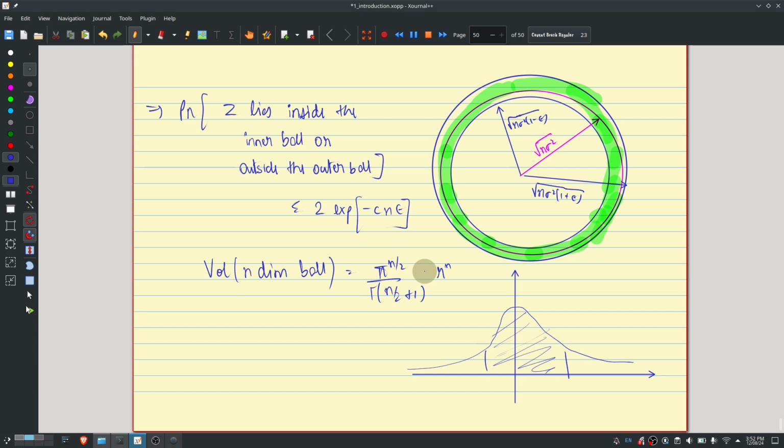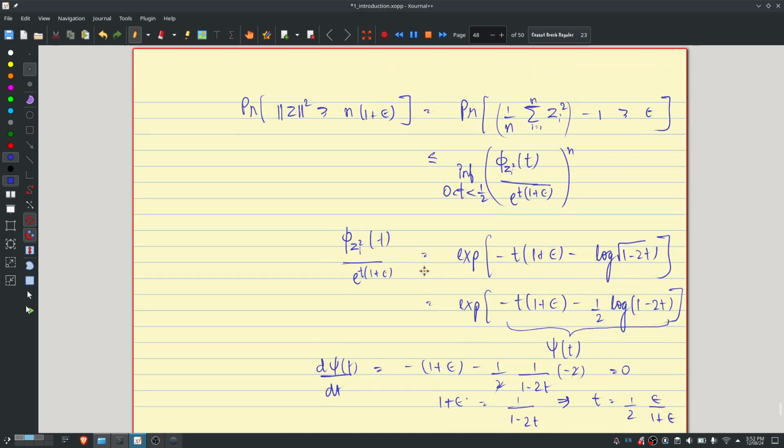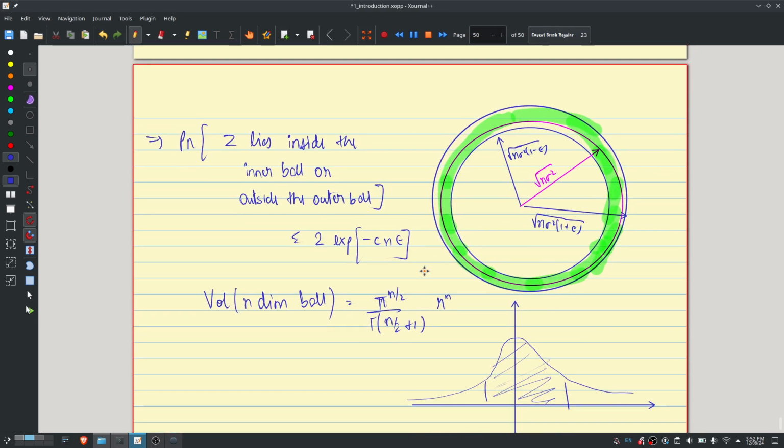Right? Okay, so now coming back to our problem of communication. What does this tell us? It says that if n is sufficiently large, then with very high probability, the norm of the noise vector is going to be at most square root of n sigma square times 1 plus epsilon. It's going to be very close to that. So if the distance between x of i and x of j is greater than 2 times square root of n sigma square, then it's fine. The probability that you're in error is really, really small.